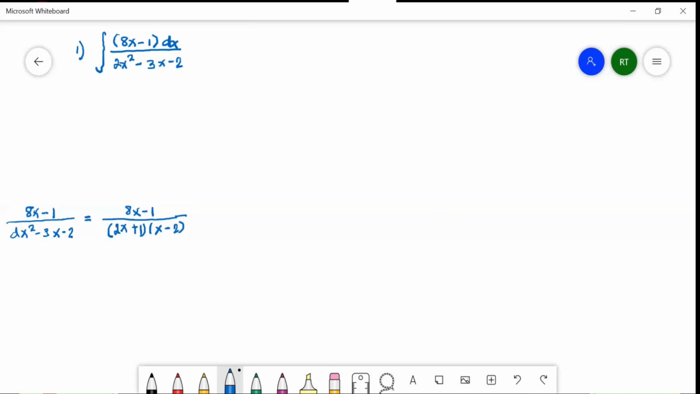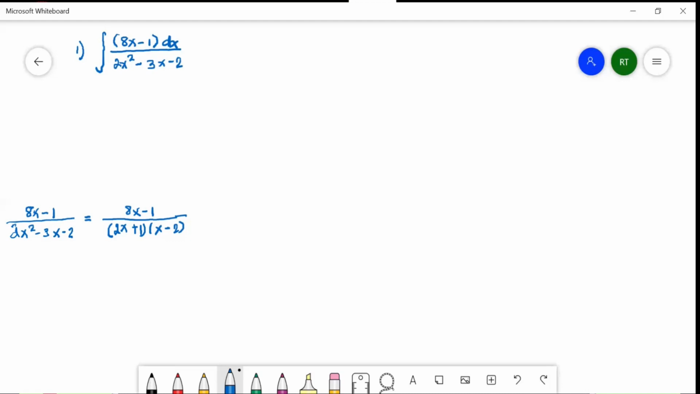Okay, so to check, 2x times x will give us 2x squared. Negative 4x plus x will give us negative 3x, and 1 times negative 2 is negative 2. So (8x minus 1) over (2x squared minus 3x minus 2) is equivalently (8x minus 1) over (2x plus 1)(x minus 2). Okay, and you can see here that we have two distinct linear factors in the denominator.